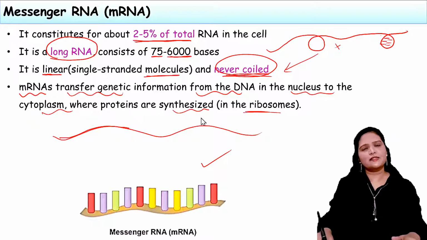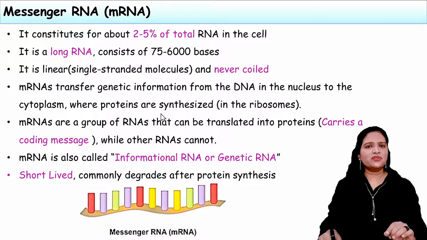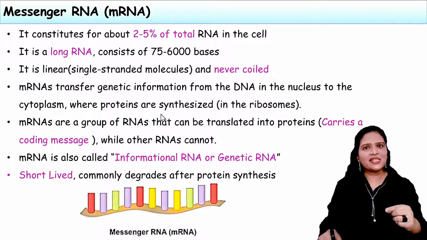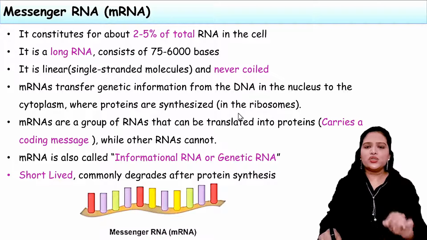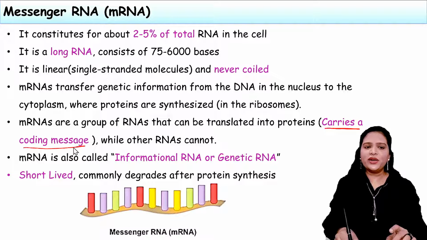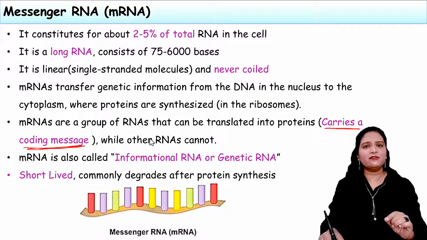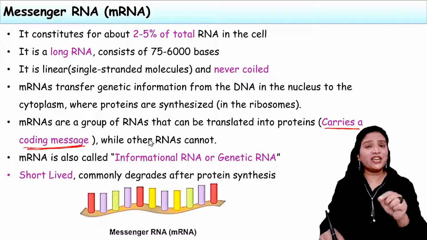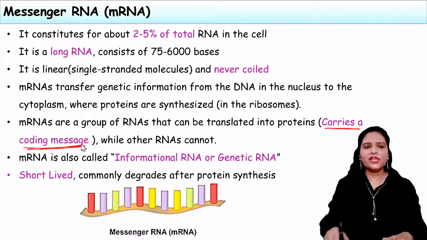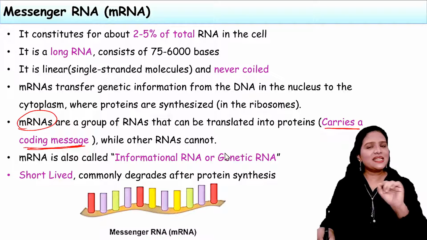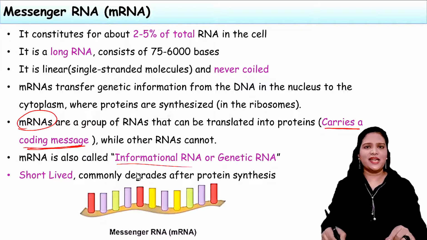It never gets coiled. Now, what is the major function of the mRNA? It carries the messages from the DNA to the ribosomes, the site of protein synthesis, right? So it carries a message, that is the coding message. Coding message means it carries the genetic information on which protein has to be produced. This function cannot be done by other types of RNA. This is the sole function of messenger RNA. That's why this messenger RNA is also called informational RNA. It carries the genetic information from the DNA. Also, this is called genetic RNA, right?